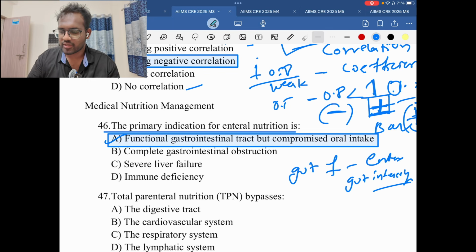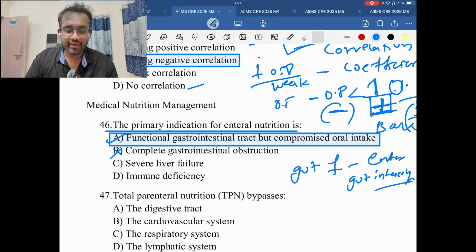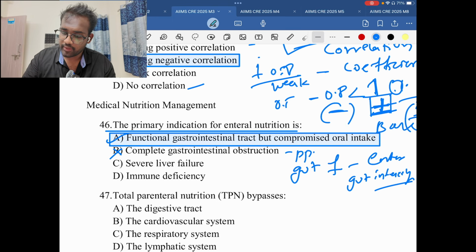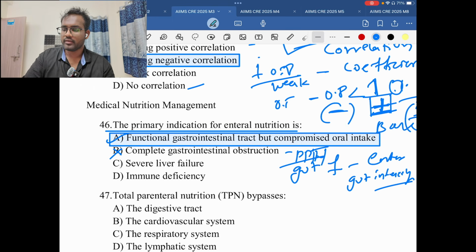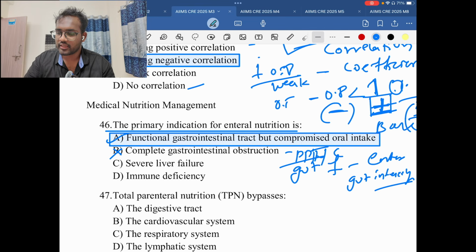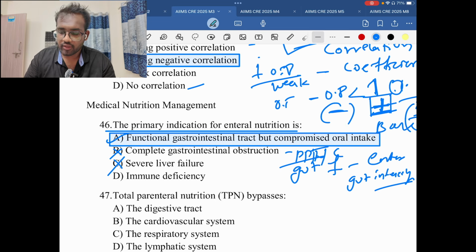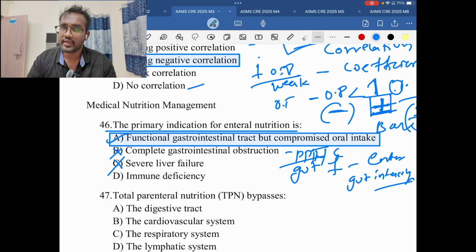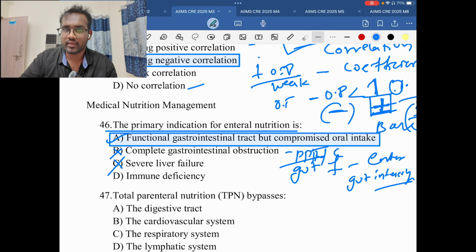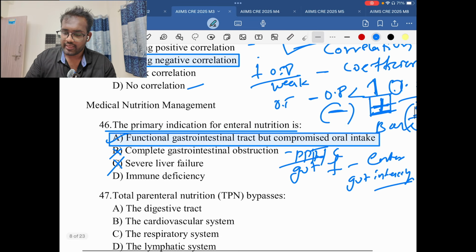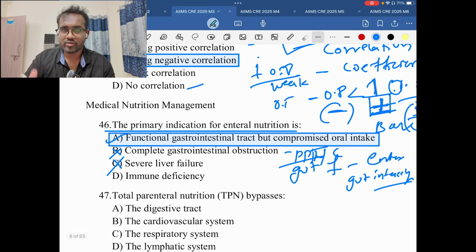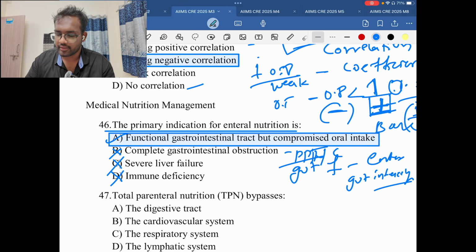Complete gastrointestinal obstruction, we don't provide enteral nutrition, we provide parenteral nutrition here, PPN, peripheral nutrition or central parenteral nutrition. And severe liver failure also, we don't provide it through the gut because it enters into the liver, then from the liver it will go to the bloodstream. Here also we are not providing that, we provide directly through the intravenous route, that is parenteral nutrition. Immune deficiency also, we don't provide through the nasogastric tube because there is a risk of infections. For that reason we don't provide it, always remember that.